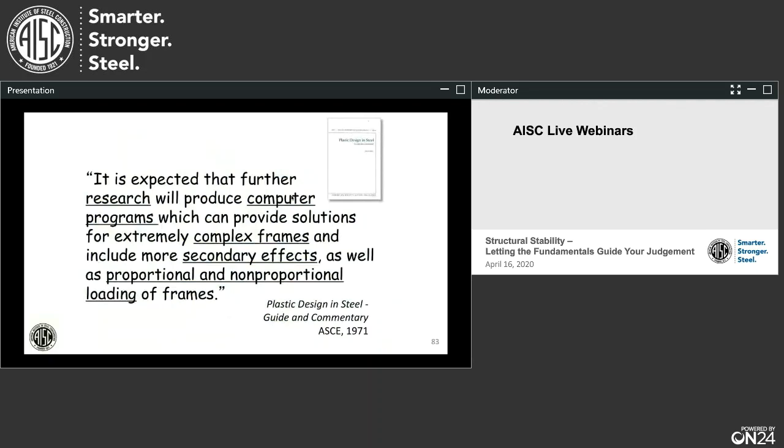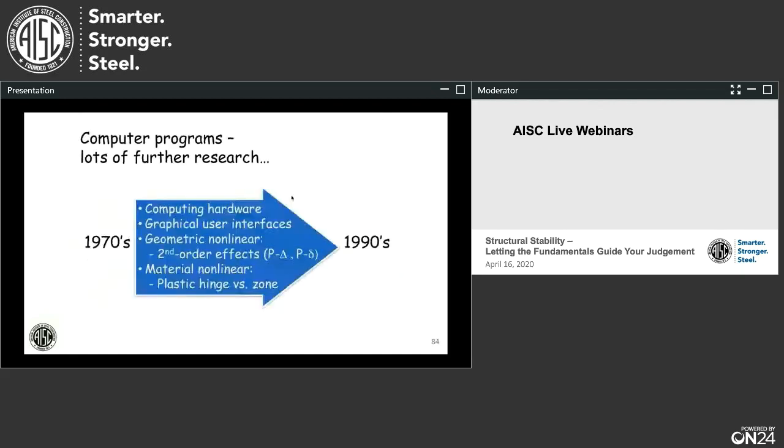The boat is now at full steam. AIC in '71 released a nomograph on plastic design in steel. And they sort of predicted the future, that once these computer programs arrive, we're going to be able to do amazing things with plastic design. And those computer programs, that hardware, the analysis software, all became a reality between 1970 and 1990.